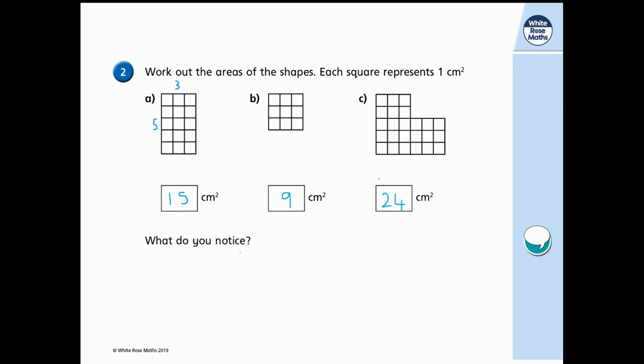What do you notice? Well, hopefully you've noticed that I've added my 2 shapes together to make one big shape. So I've been able to find the area by adding these 2 together. Okay, or counting the squares.